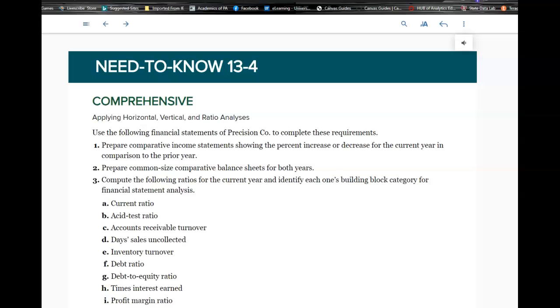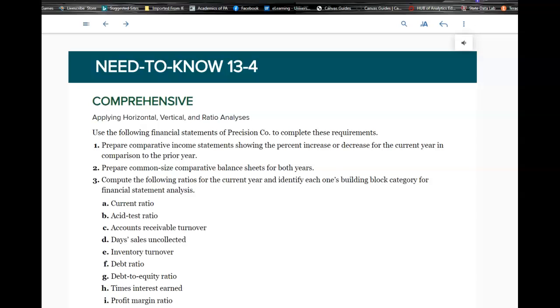And then you can look at trend percentages. So you can look at trends by taking the analysis period amount, the period amount that you're looking at, and divide it by some base amount that you use by way of comparison, and then multiply that by 100, and you have a trend percentage. So you've got a number of different ways that you can do this.